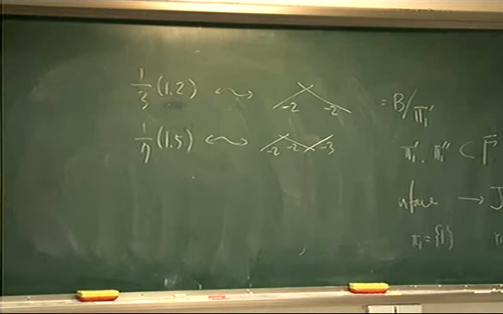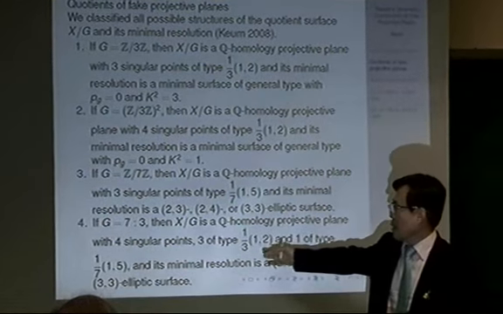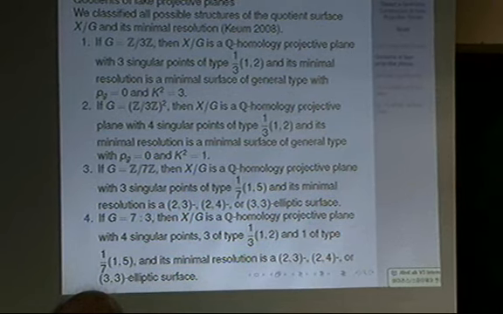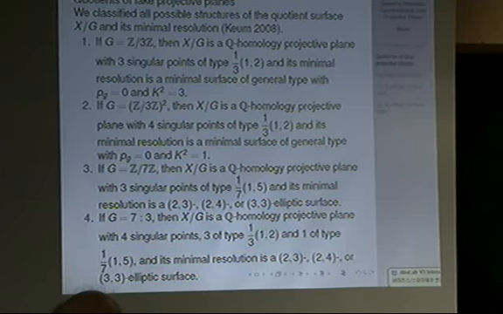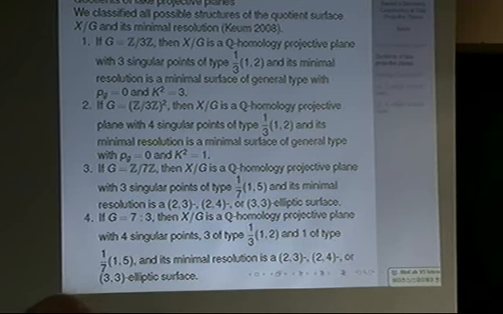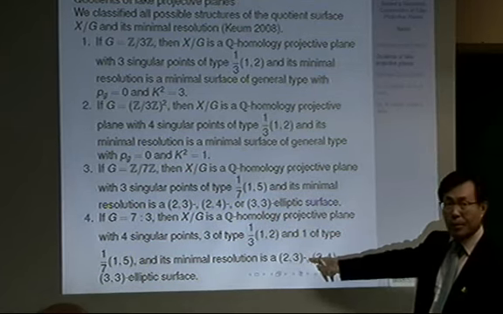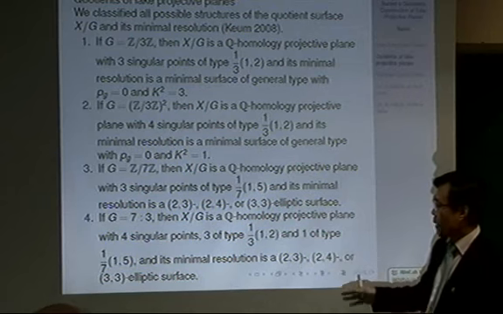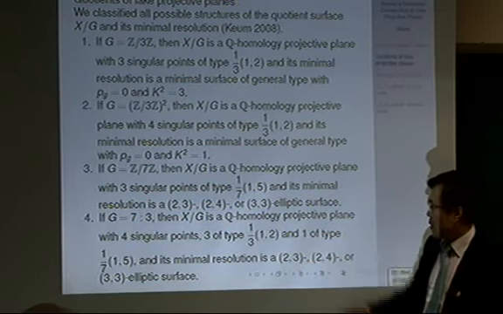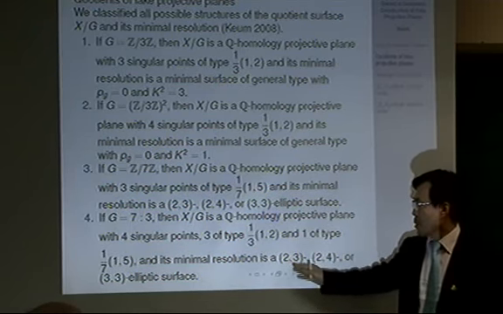And if the group G is of order 21, then again it has 3 singular points of type 1/3(1,2) and 1 of type 1/7(1,5). And its minimal resolution is again a (2,3), (2,4) or (3,3) elliptic surface. So these are Kodaira dimension 1 elliptic surfaces. And in this case, it is simply connected. Well, this kind of elliptic surface is quite well known. The fundamental groups can be easily read off from the multiplicities. This is a result of Dolgachev based on the Van Kampen theorem. So this is relatively prime, so it's simply connected.